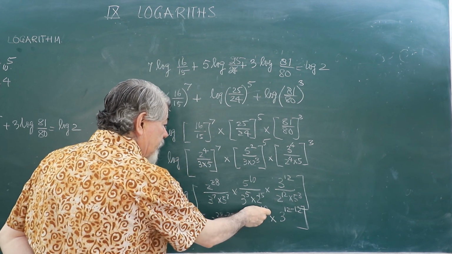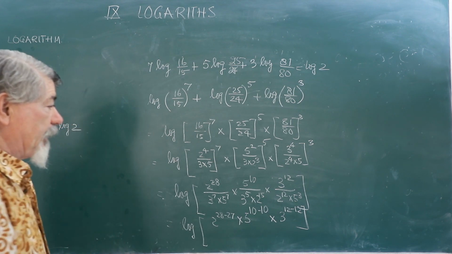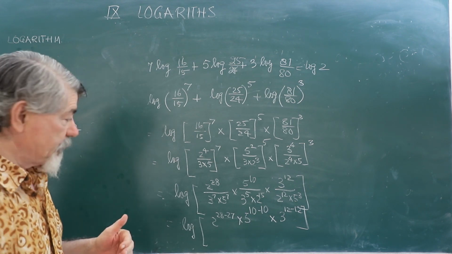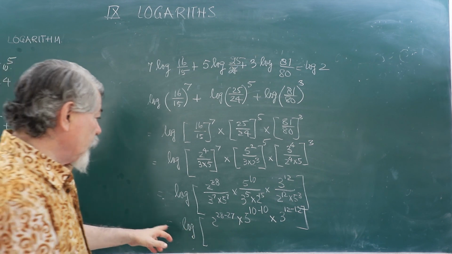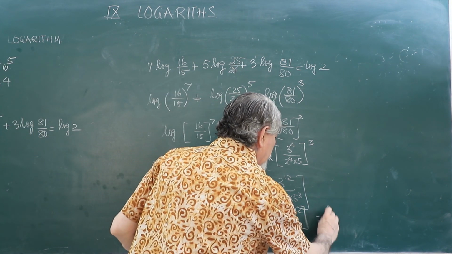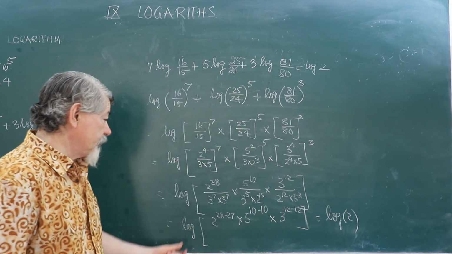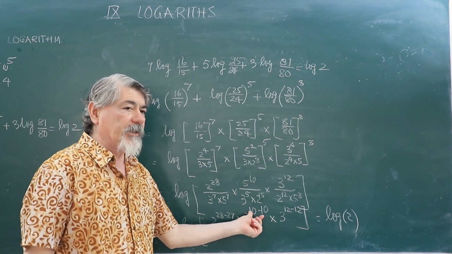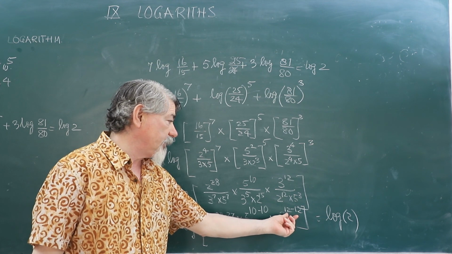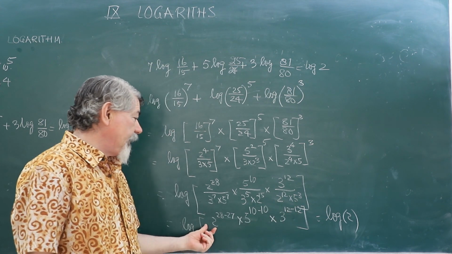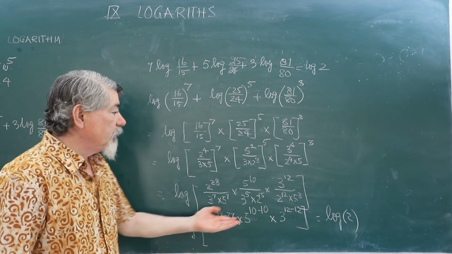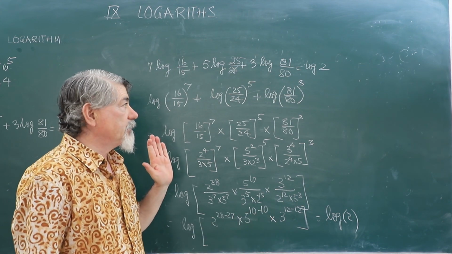So this 5 to the power 10 minus 10 is 0, 3 to the power 12 minus 12 is 0. So it only will be left log 2, because this will be 0. 5 to the power 0 is 1, 3 to the power 0 is 1, and 2 to the power 1. So log 2 is your answer. Thank you.